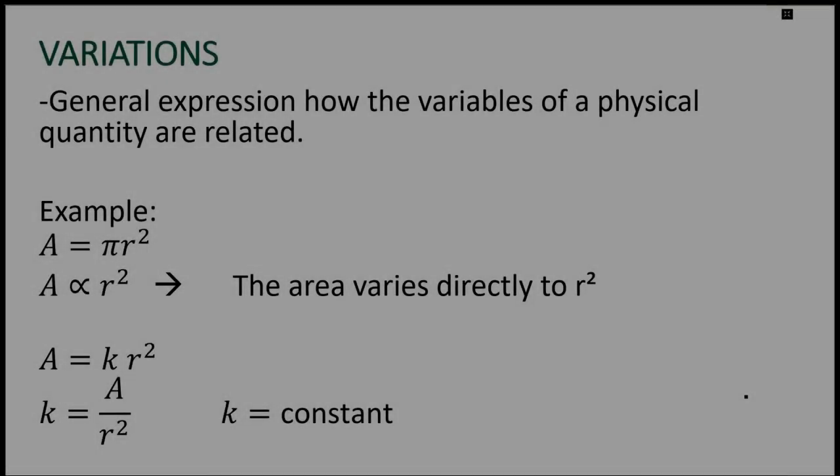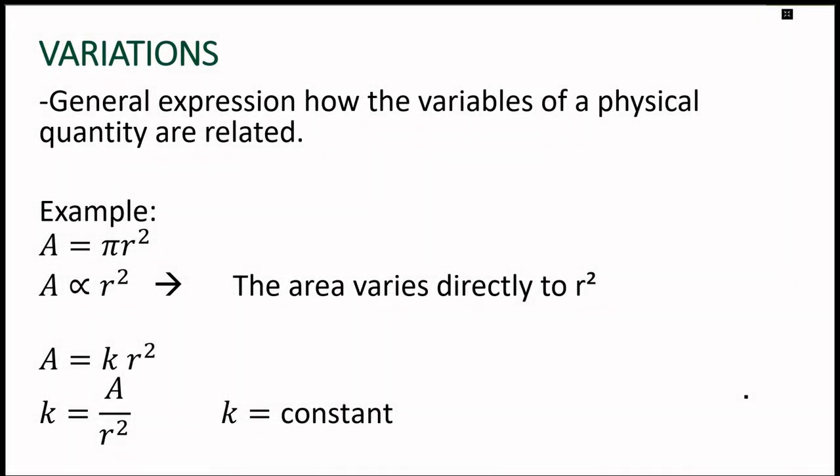So let's move on to variation. This is a way for engineers and scientists to relate physical properties. So let's say, how is the area related to the radius? How is area related to the radius? We already know that, but what if we do not know yet?